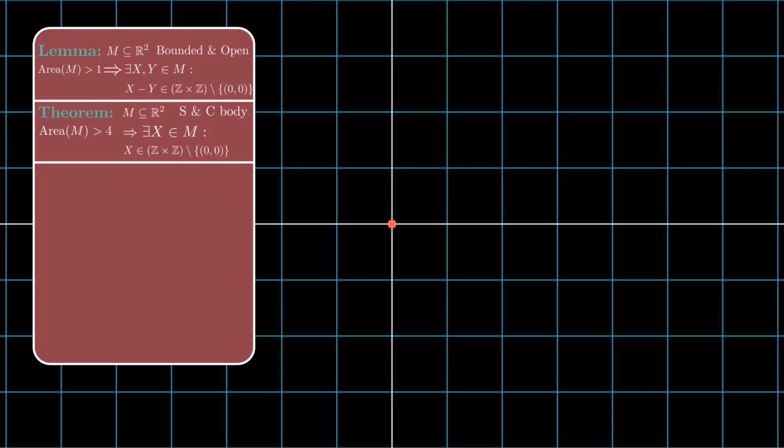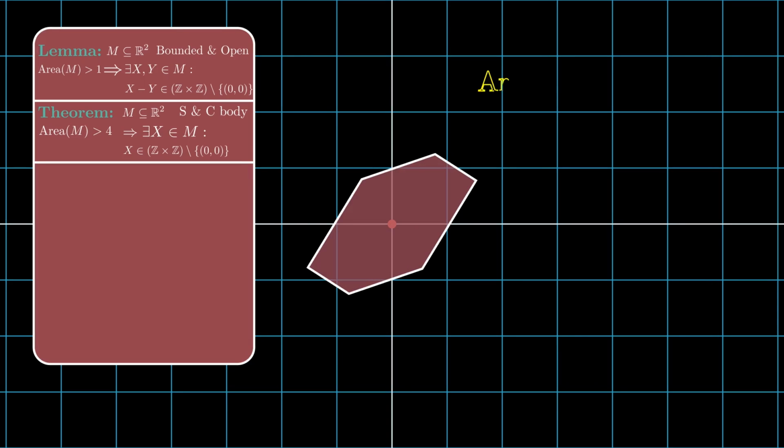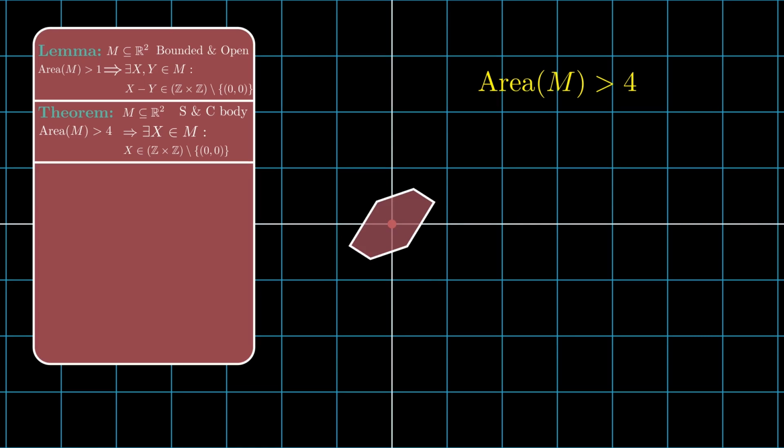Let's prove this. Say that we have a symmetric convex body M with area greater than 4. We'll shrink M by a factor of 2 in both dimensions. The resulting figure will have area greater than 1. Since we're scaling down by 2 in both dimensions, that means that areas get scaled down by a factor of 4.